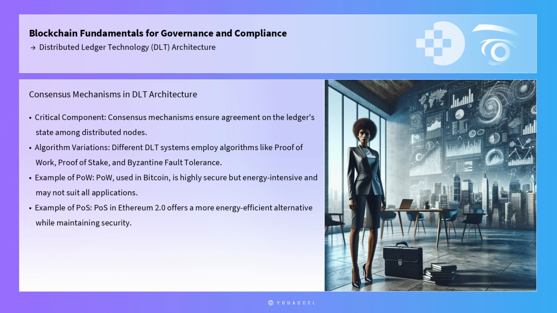For example, while POW, used in Bitcoin, is highly secure and resistant to attacks, it is energy-intensive and may not be suitable for all applications. In contrast, POS, which is employed by Ethereum 2.0, offers a more energy-efficient alternative while maintaining security. Understanding these mechanisms enables professionals to select the most appropriate consensus model for their specific governance and compliance requirements.